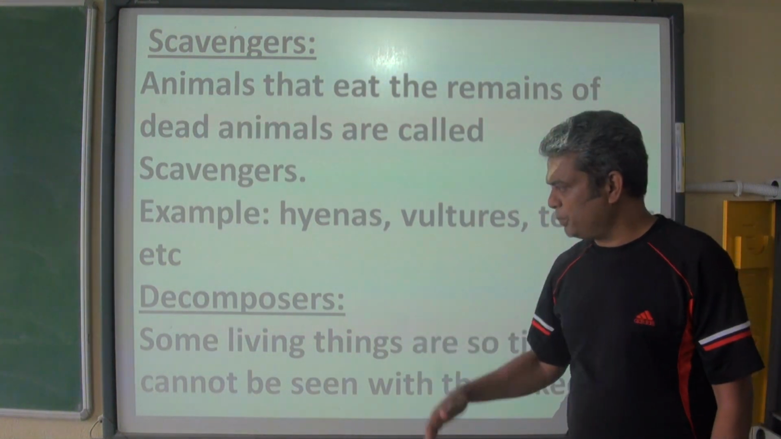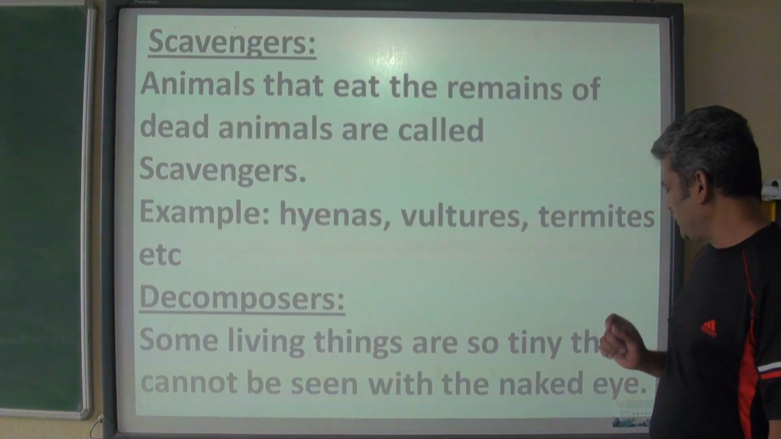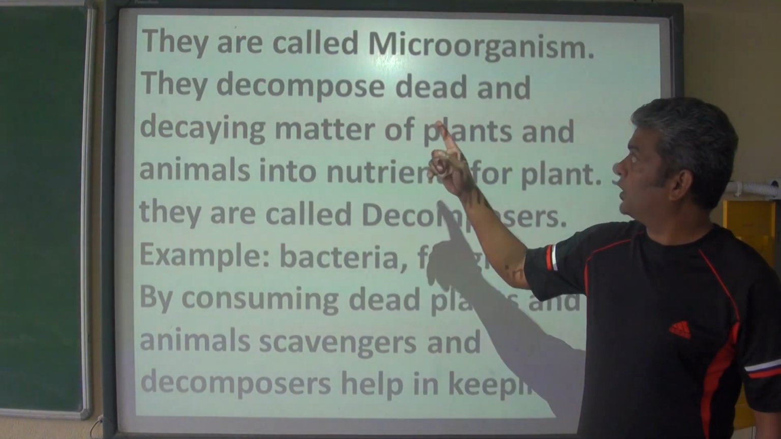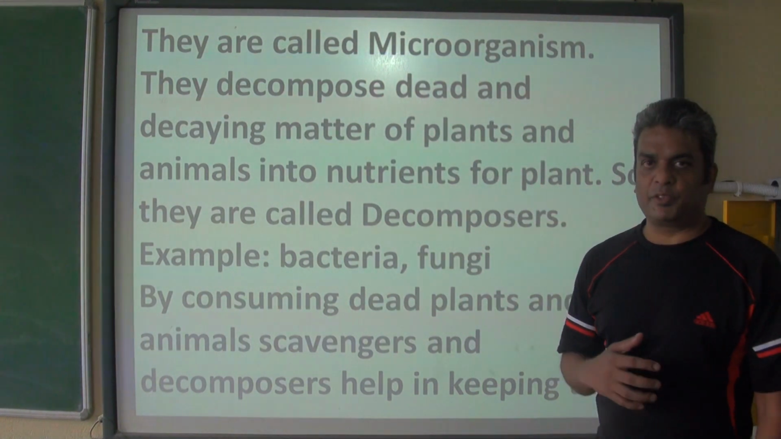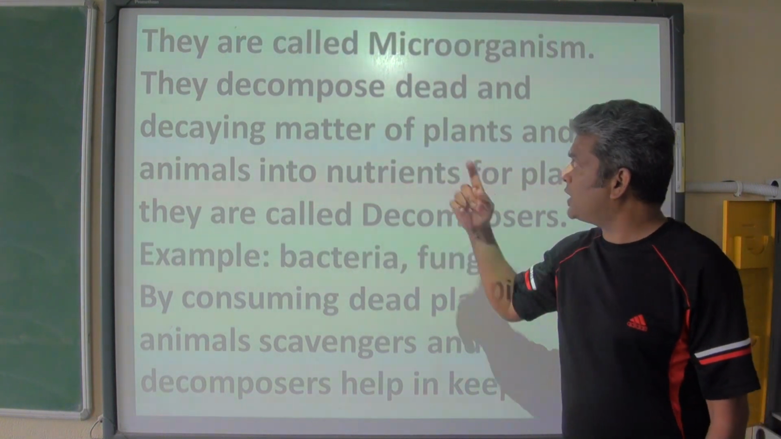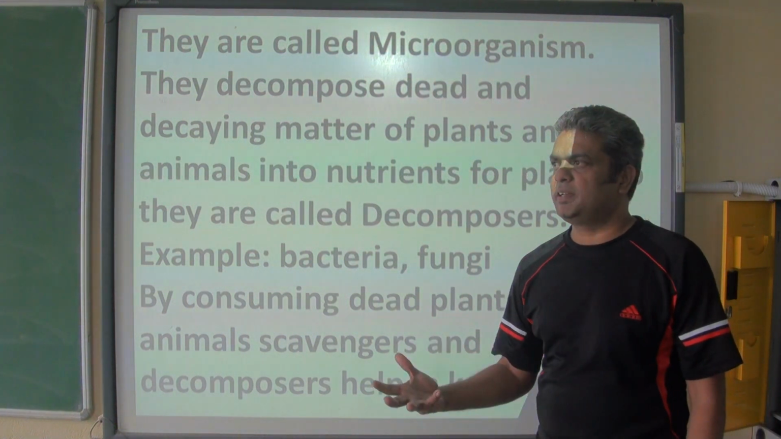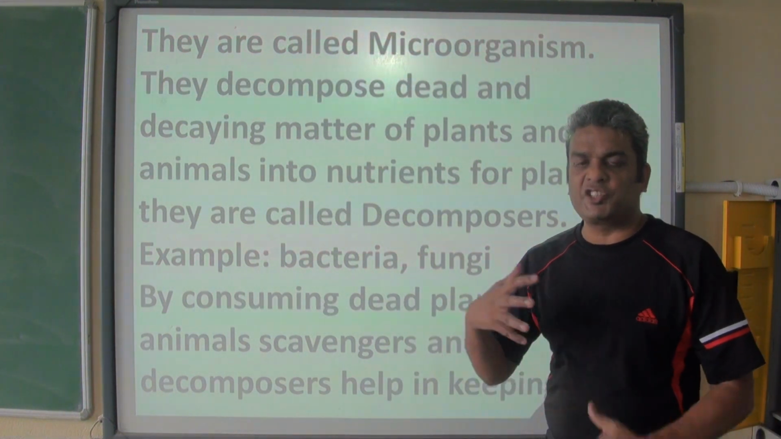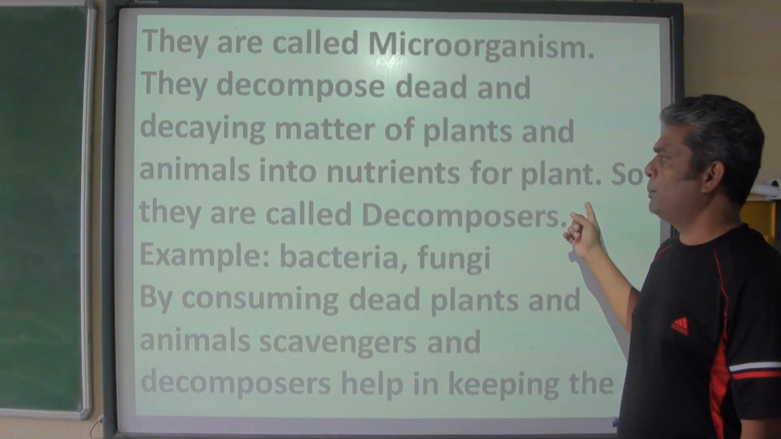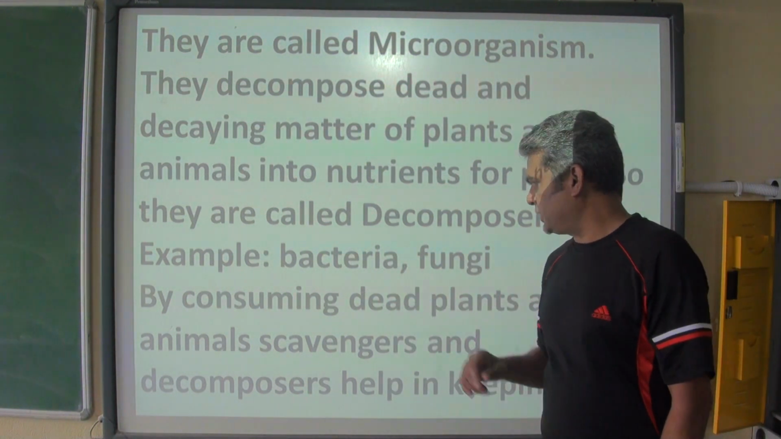Then you have decomposers. Some living things are so tiny that they cannot be seen with the naked eye. In the beginning I told you about the microscopic organisms. You cannot see them, but they are there. And what do they do? They decompose dead and decaying matter. Any animal or plant that dies, they feed on it, they change it, and it gets mixed with the soil and becomes nutrients for plants. They are called decomposers. Examples are bacteria and fungi.